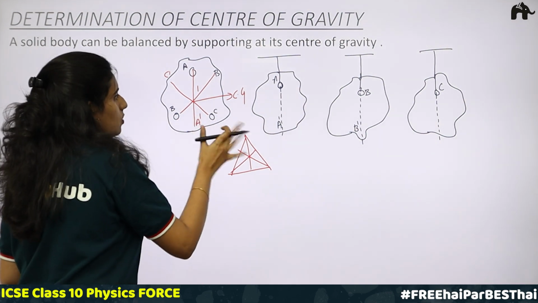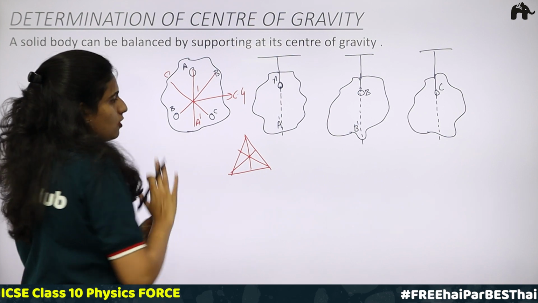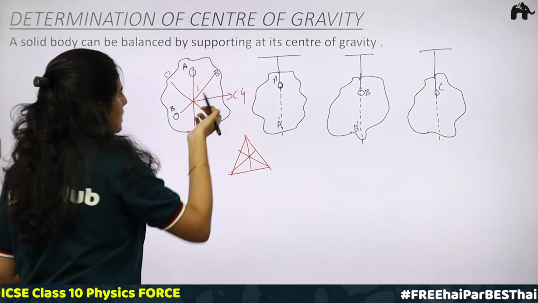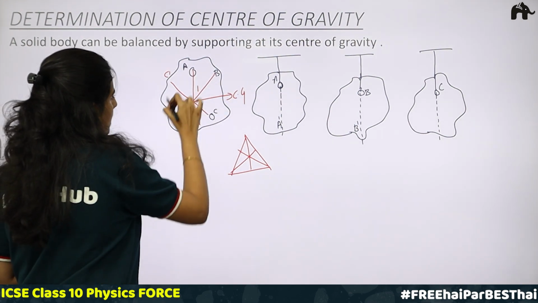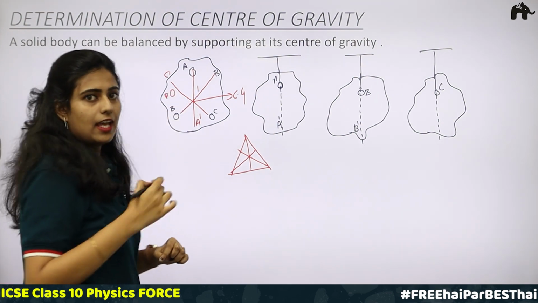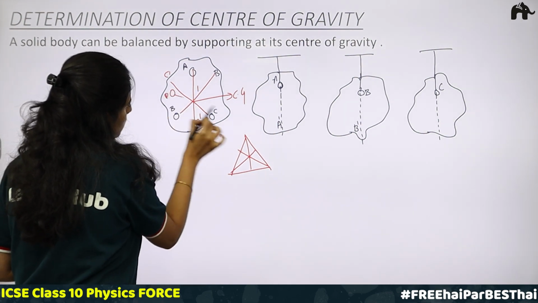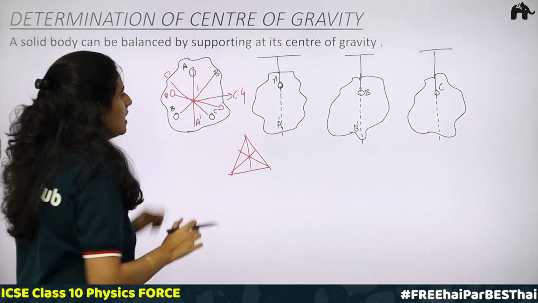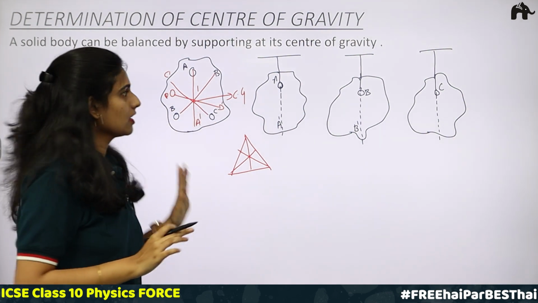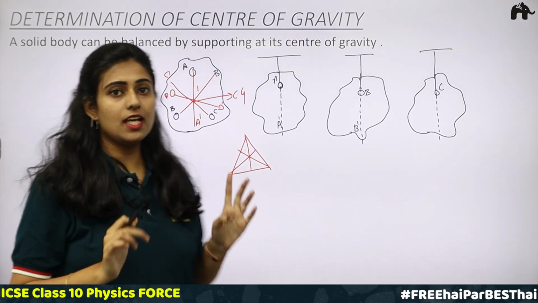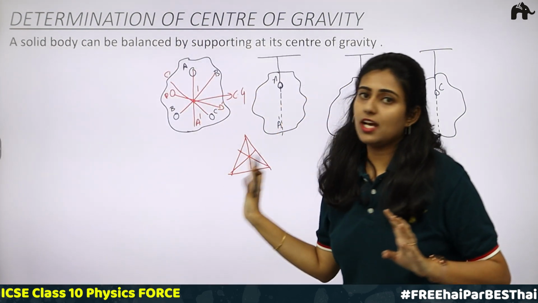Even for a regular body, you can do this experiment to find the center of gravity. If I am making different holes like A, B, C, if I am taking a hole D here, again you will be getting a line that will be passing through the center of gravity. D dash will be passing through the center of gravity. This is how to determine the center of gravity for an irregular body.